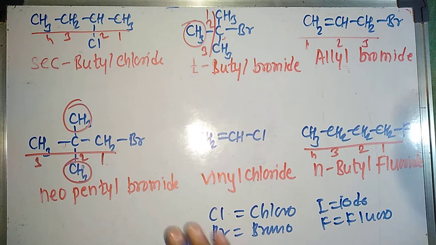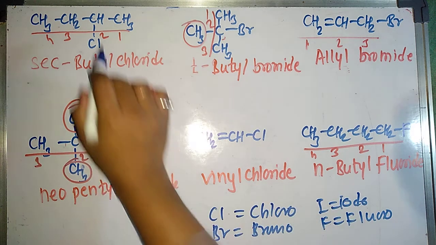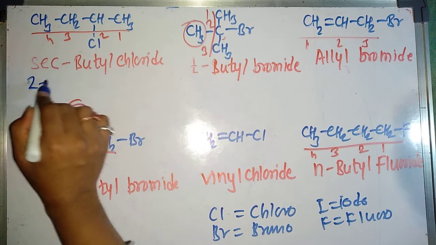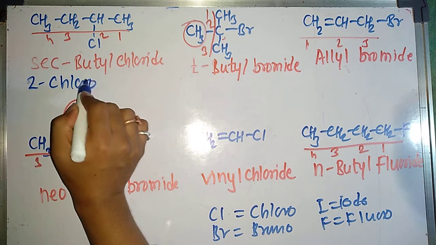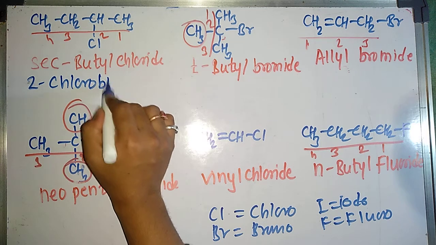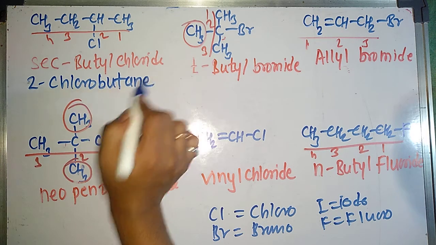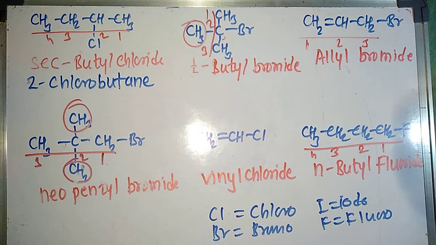Then identify the parent alkane and write its name. At the second position, I'm having chlorine, so I will write here 2-chloro. The longest chain contains 4 carbon atoms, and the 4-carbon alkane is butane, so the name will become 2-chlorobutane. Similarly, here we are having a total of 3 carbon atoms in the longest chain.